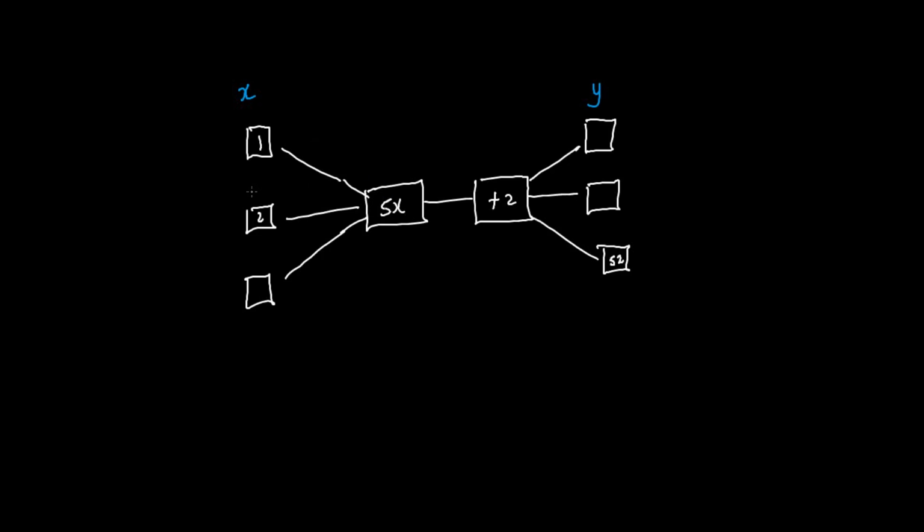So 5x basically means 5 times x. So 5 times 1 is 5, 5 plus 2 is 7. 2 times 5 is 10, 10 plus 2 is 12. And now in this case, it's quite special because I'm given the output. I need to use inverse operations and work backwards to find the input. So what is the inverse of addition? It's subtraction. So I'm going to say 52 minus 2, which is 50. And instead of multiplying by 5, I'm going to divide by 5. So 50 divided by 5 is 10.